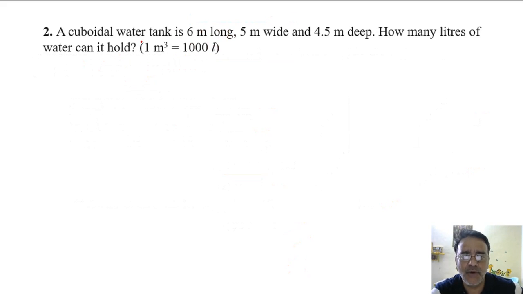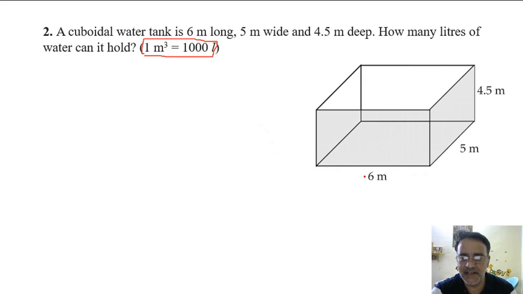A cuboidal water tank is 6 meter long, 5 meter wide, and 4.5 meter deep. How many liters of water can it hold? See, this is the relation between meter cube and liter. 1 meter cube is equal to 1000 liter, and 1 liter is equal to 1000 centimeter cube. These two relations you have to remember.